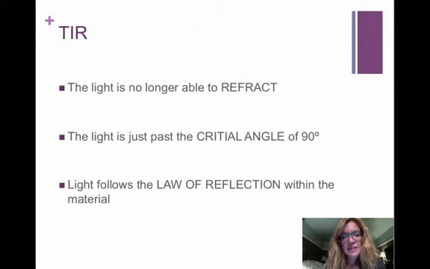So kind of the big ideas here you want to make sure you have written down. Total internal reflection is when the light is no longer able to refract. It's when light is going from a slow material to a fast material, so more dense material to a less dense material. The light is just past the critical angle of 90 degrees so that it reflects back on the inside, and when it does reflect, it follows the law of reflection.